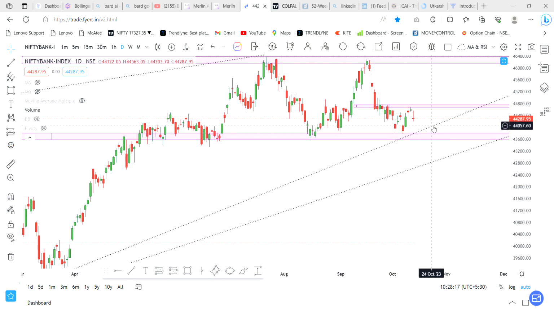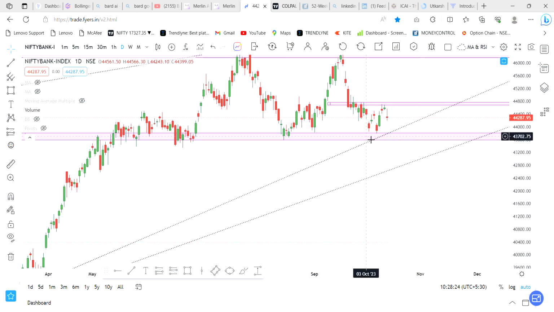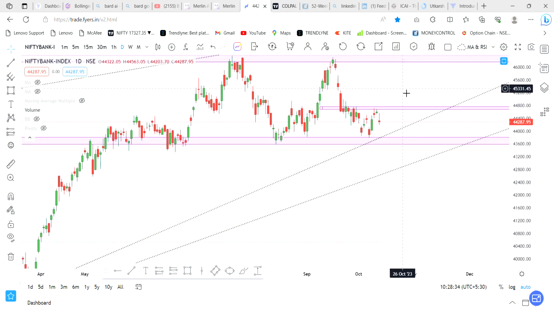So for Bank Nifty in the coming week, at least I would see this particular range from 43,800 till 44,800. I would say I'll be looking for sideways. There'll not be much movement within this particular range.